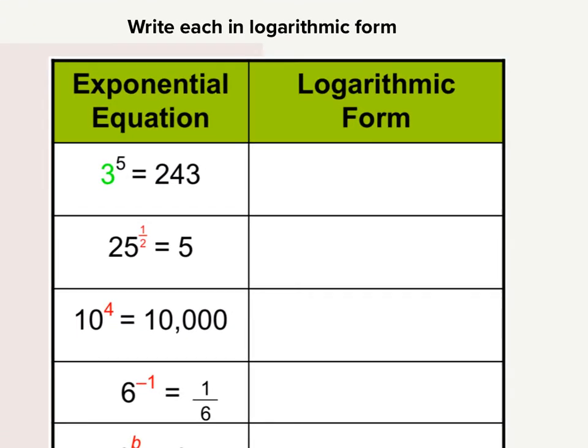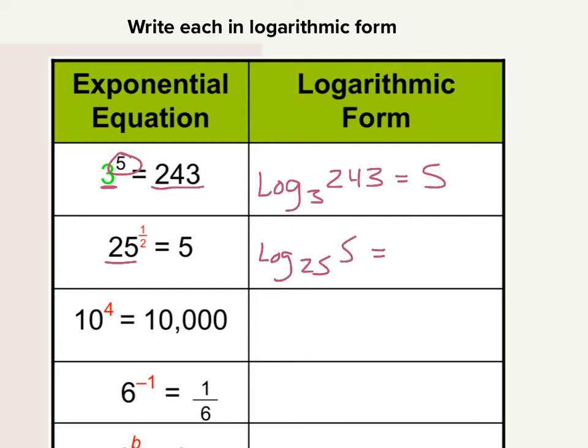So in log form, we're always going to start with the word log. Then we're going to put our base into the basement. Then next, we're going to write our answer, because A goes next to B. So our answer is 243. And then we put our equals, and then the exponent, which is 5. Now we're going to do the same thing for the next one. Log form always starts with the word log. Then we put our base into the basement. Then we write our answer, because A goes next to B, then equals the exponent.